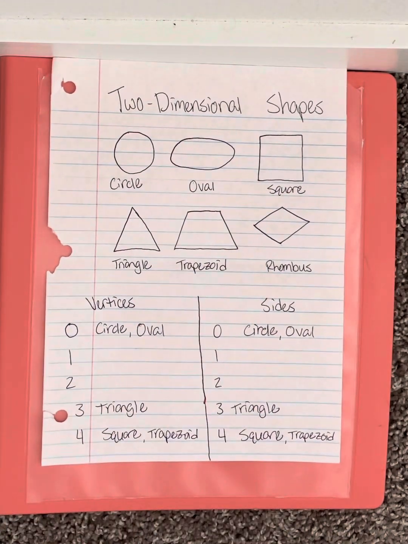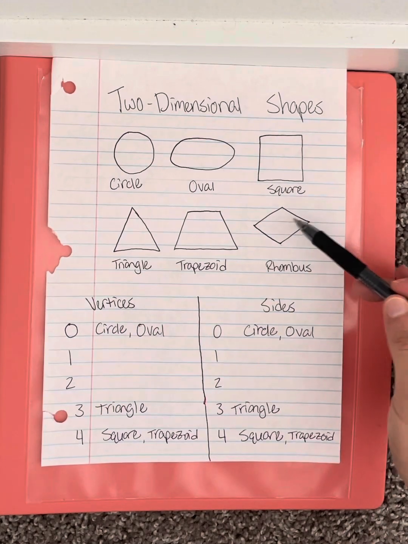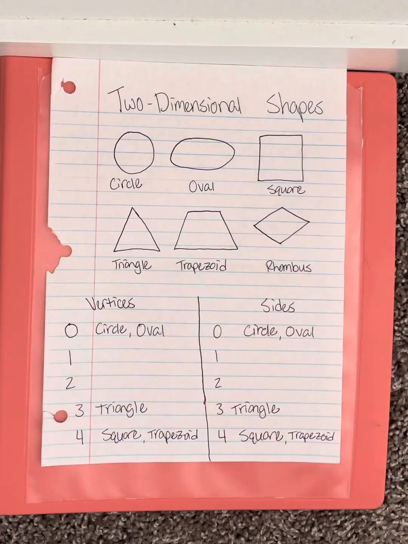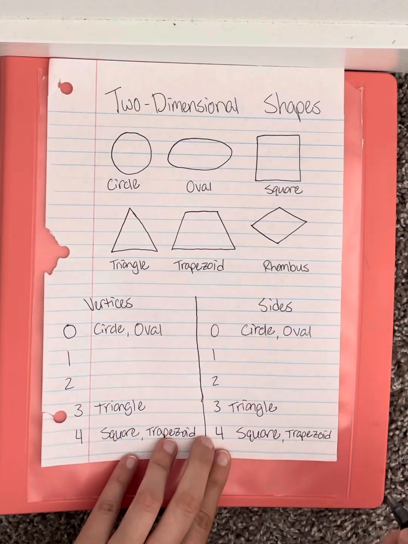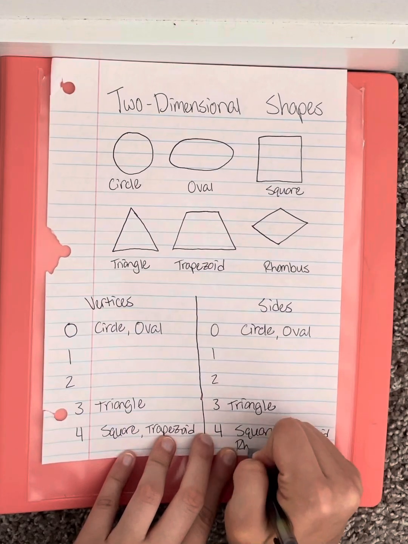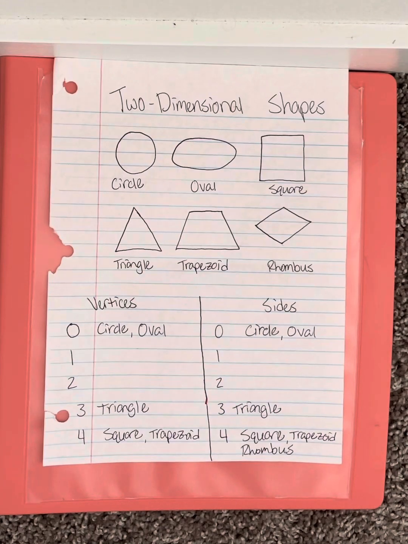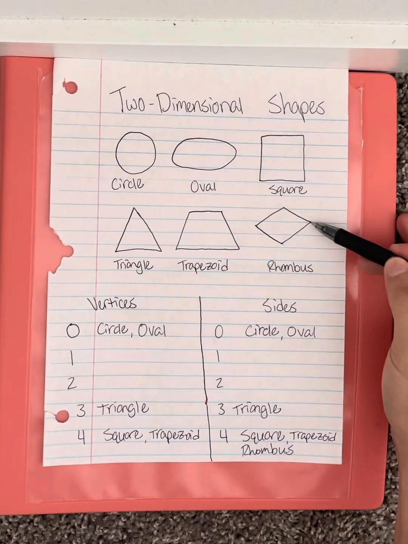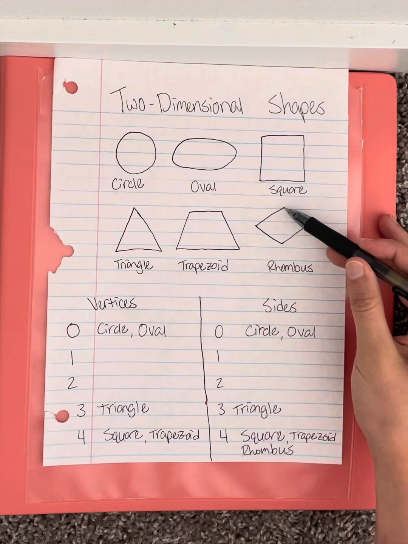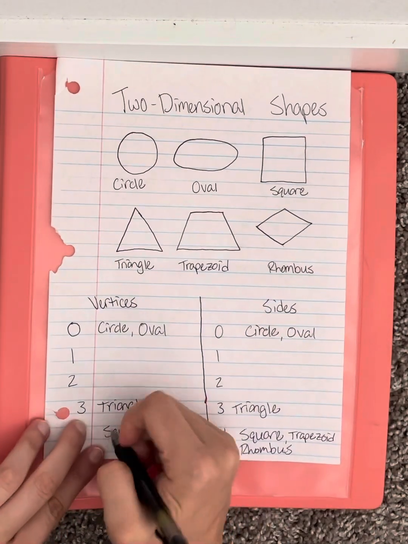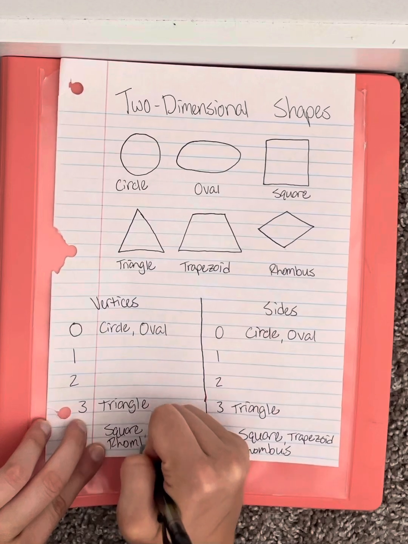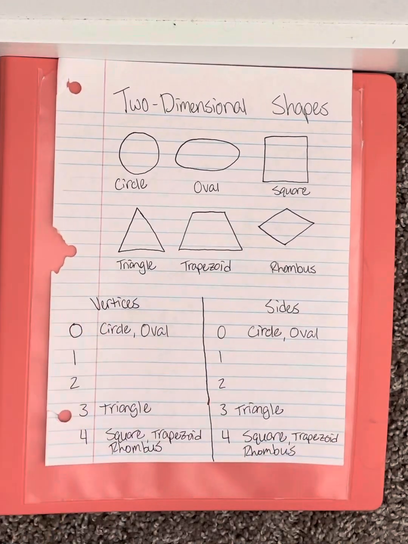All right, and for our last shape, we have a rhombus. Let's count how many sides a rhombus has together. 1, 2, 3, 4. Therefore, a rhombus has how many sides? 4. Good job. Again, last question. If a rhombus has 4 sides, how many vertices do you think we'll have? 1, 2, 3, 4. If you said 4, awesome job. Therefore, we're going to put rhombus down here at 4 vertices.